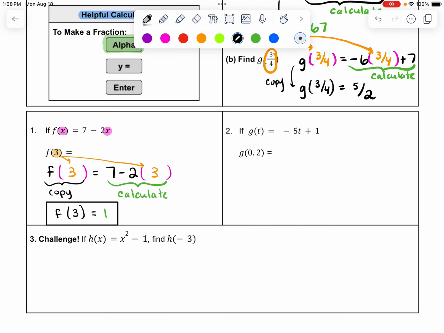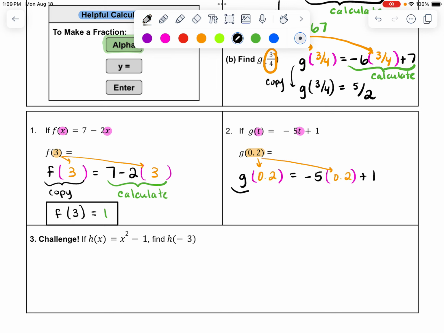Let's try that again. So in problem number 2, I can see that I have an equation and then I have a value I need to be filling in. I'm going to go ahead and start by copying my equation, but with an empty parentheses everywhere I see a t. So these t's are all going to change to parentheses. So I'm going to have g and then empty parentheses equals -5 and then empty parentheses and then plus 1. Now I'm going to fill my 0.2 into both of those parentheses.